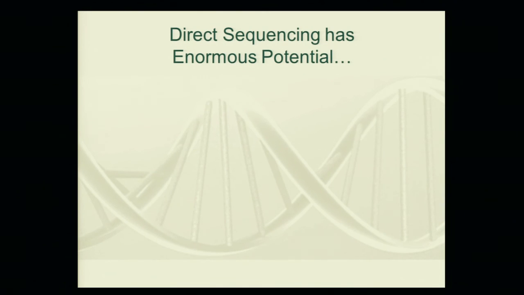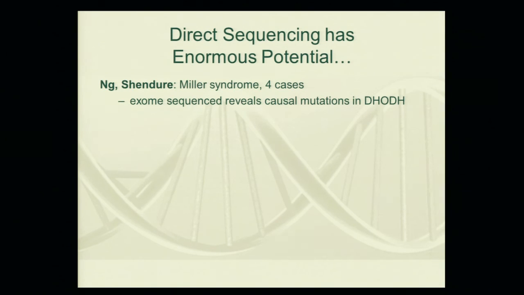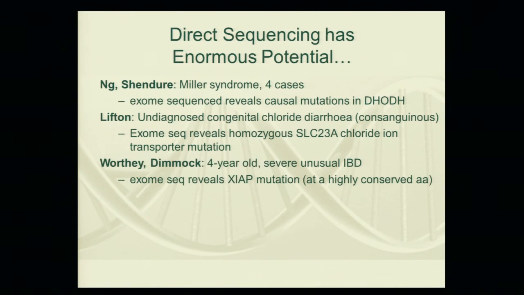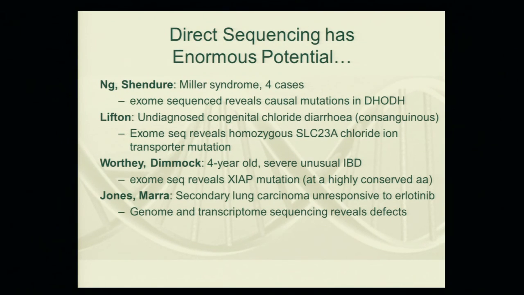So why sequencing? Well, there's a lot of exciting potential here. This is a slide I cribbed from Mark Daly, and it's a series of papers that we can walk through, each of which represents the discovery of a causal variant or causal gene for some very severely deleterious diseases, so things like Miller syndrome, or congenital chloride diarrhea, or very unusual IBD, or secondary lung carcinoma.